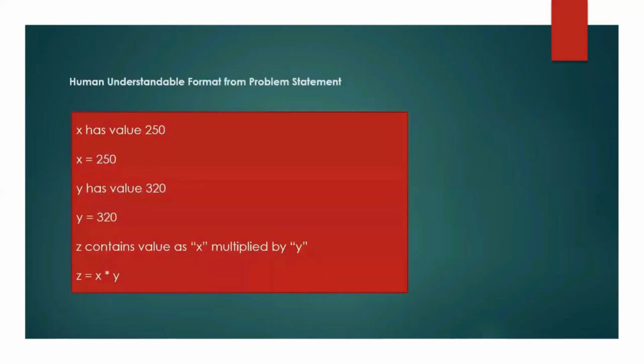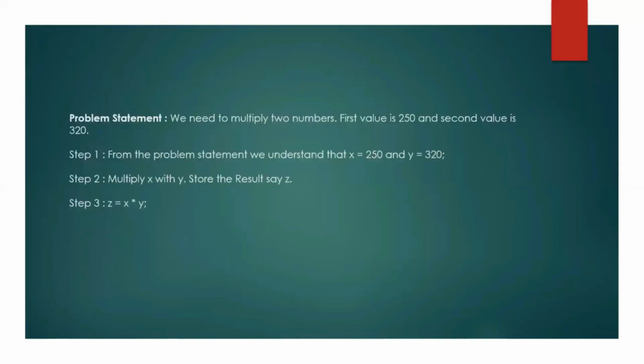Now, moving ahead, this is the human understandable format derived from the problem statement. X has value 250, that is X is equal to 250, Y has value 320, Y is equal to 320. Z contains the value of X multiplied by Y, so Z is equal to X multiplied by Y. So this is the human understandable format from the problem statement we have derived.